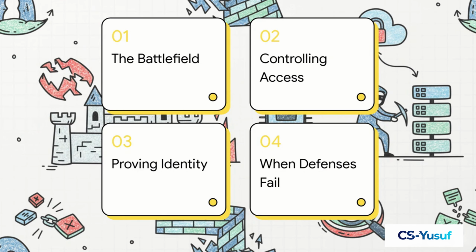So here's our game plan for today. First, we're going to survey the battlefield, understand the threats we're actually up against. Then, we'll start building our fortress's defenses, layer by layer, looking at how an OS controls who gets in and what they can do. And finally, we'll see what happens when those walls get breached.